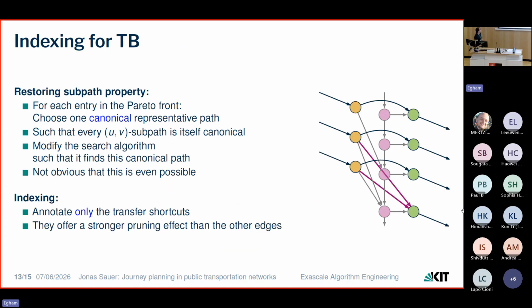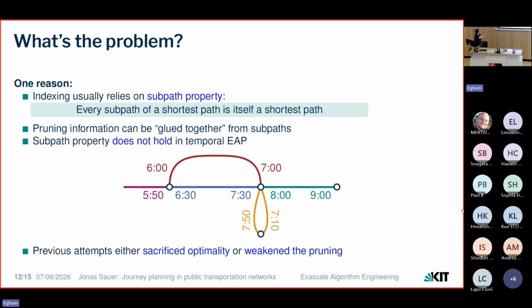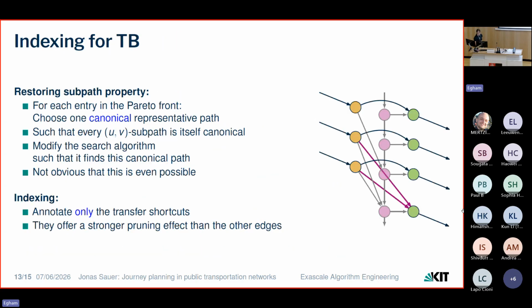We revisited this for trip-based routing, and we managed to restore the subpath property. We basically said for each entry in the Pareto front, we can choose one canonical representative path, such that every subpath of it is itself canonical. And I mean, in this case, it would just be the upper one. And then we had to modify the search algorithm such that it could actually find this canonical path. And this worked out in our case, but it's not obvious that this is possible. And in fact, there are situations where we could show that it's not possible.